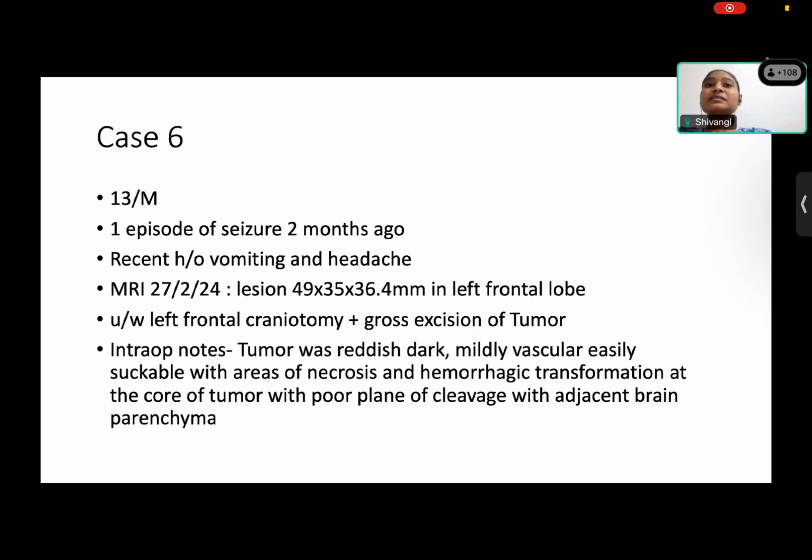So for us as pathologists, ma'am, it is showing that there is an area of necrosis and hemorrhage, which is suggestive that it is a high-grade tumor. Perfect. And with that, there is a poor plane of cleavage with the adjacent brain parenchyma, so it is diffusely infiltrating, not a circumscribed lesion. Perfect. And also it is easily suckable.